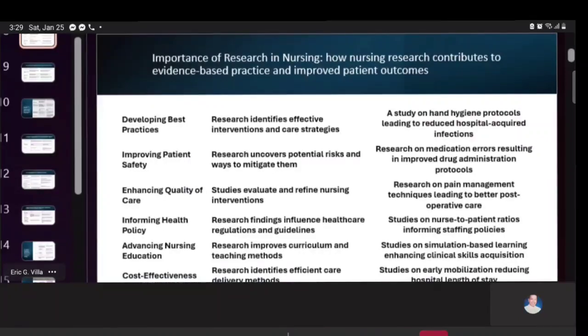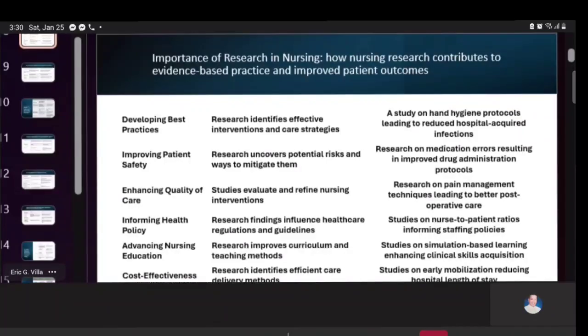Moreover, nursing research informs health policy and healthcare regulations. Studies on nurse-to-patient ratios, for instance, have influenced staffing policies in many healthcare institutions, ultimately affecting patient safety and care quality. This illustrates how research can have a broader impact on healthcare systems and practices.